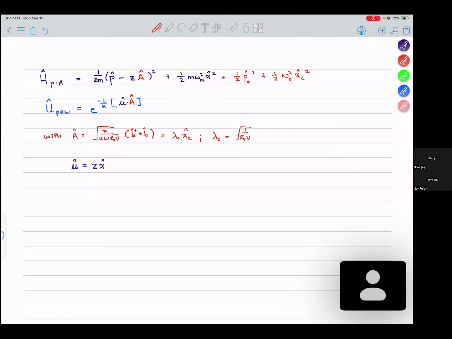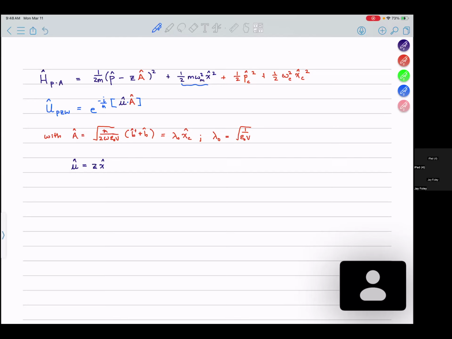Okay, so the last thing that we're going to do is work through some practical application of this unitary transformation on the PA Hamiltonian that we've been dealing with. Okay, and so now this is a really simple embodiment of the PA Hamiltonian for the matter subsystem modeled as a harmonic oscillator.